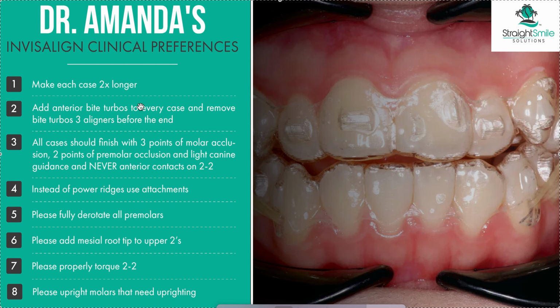To add a few things, it's normally going to be 2 to 2. So 2 to 2 on top is going to be 7 through 10.